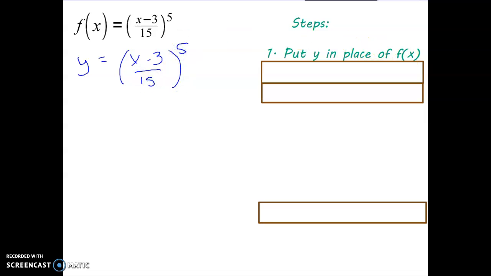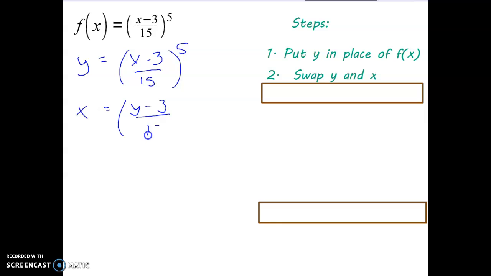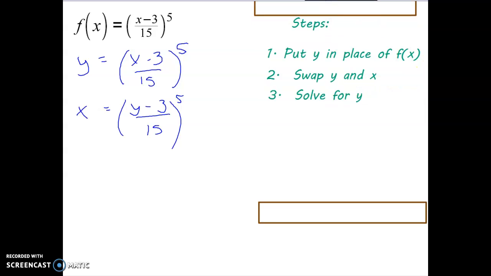Okay, now step two. Step two is to swap the y and the x. So where I had a y, I'm going to put an x, and where I had an x, I'm going to put a y. All right, step three, and this is the step that we said would change depending on what your function was. This is where we're going to solve for y.